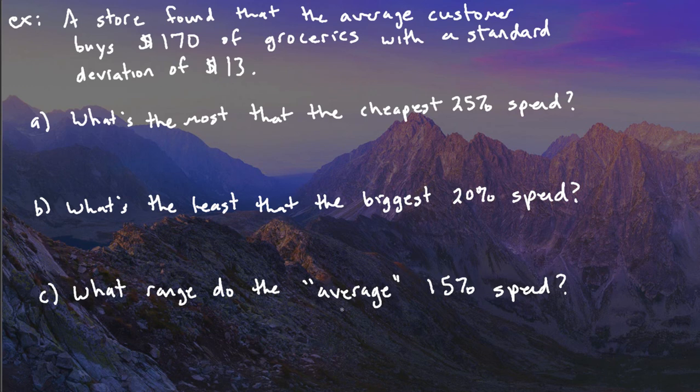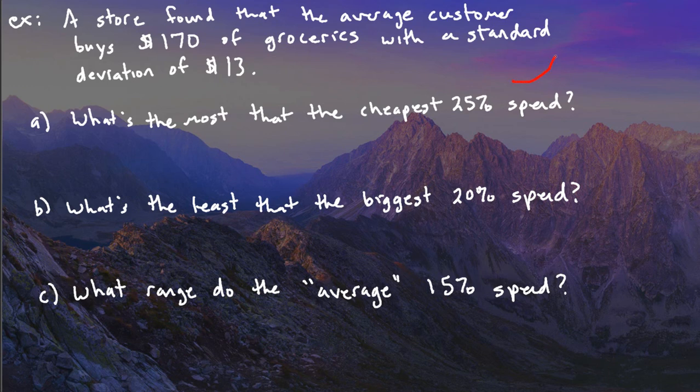So a store found that the average customer buys $170 worth of groceries with a standard deviation of $13. And then we have three questions here. What is the most? So that's the highest amount that the cheapest 25% spend.